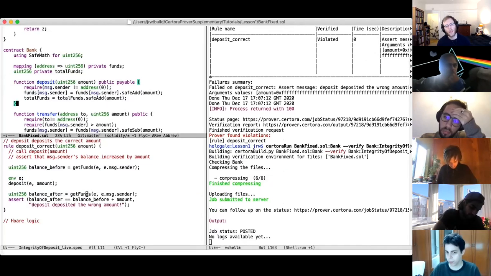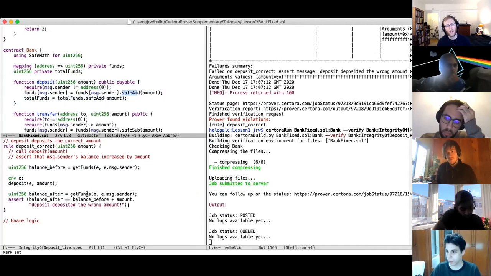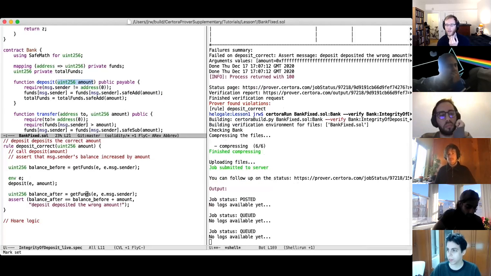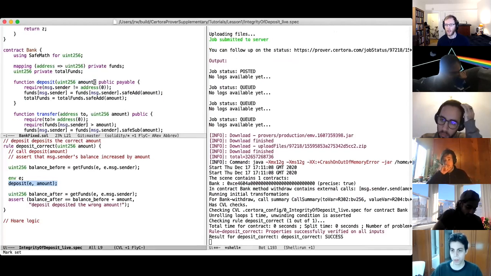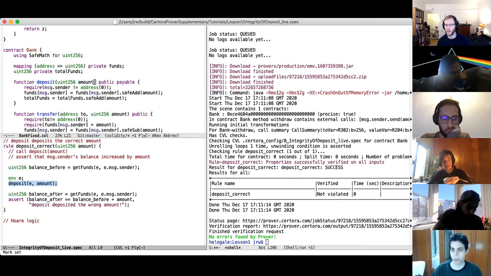One interesting thing to think about is what happens in the real world if we pass in max uint here for an account that's 1. What does safe add do? I guess it reverts, right? So now as a specification person, you have to think, do I want to try to prove something about the case where this contract reverts, or do I only want to analyze the cases where it doesn't revert? By default, if you just call a function, it assumes that that function does not revert.